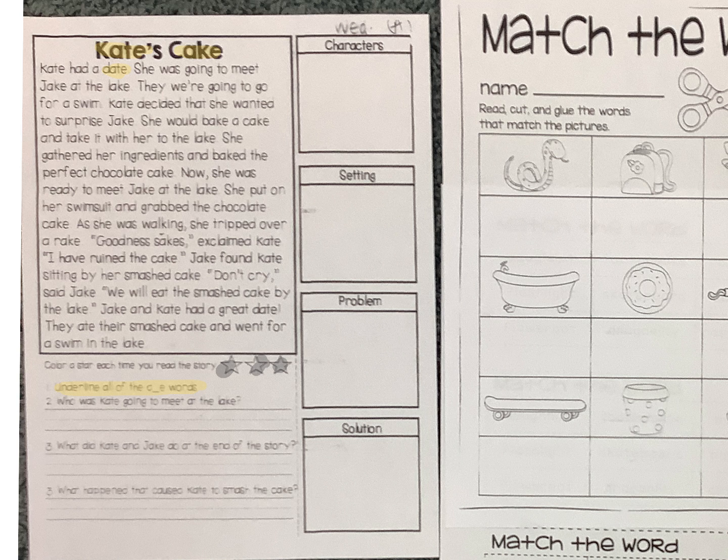Now, you need to answer all 3 of these questions, and then you need to draw pictures here. So you need to draw a picture of the characters here, the setting, the problem, and the solution.